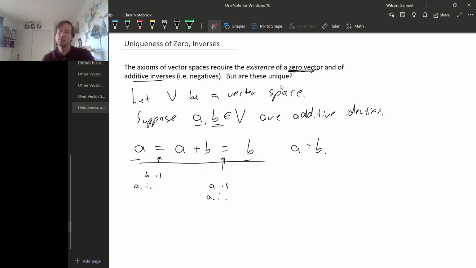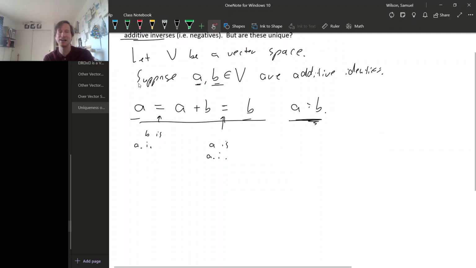But notice that we don't have to assume that we have a unique additive identity. We sort of get that fact for free, which is better, right? Because we don't have to make this extra assumption. All right, so we know now that the zero vector, the additive identity, is unique, whether or not you want it to be. Okay, what about additive inverses?